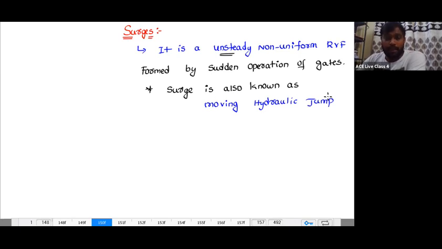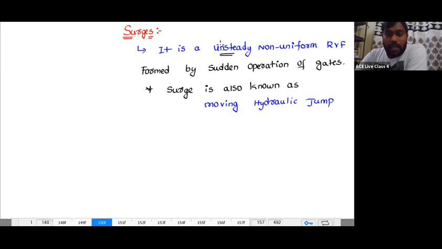And moreover, my dear, whatever analysis I have made in the case of the hydraulic jump, some of the assumptions I have taken will be applicable here also. As it is a moving hydraulic jump, we neglect the frictional losses and we consider the eddy losses. But is the flow going to be steady or unsteady?